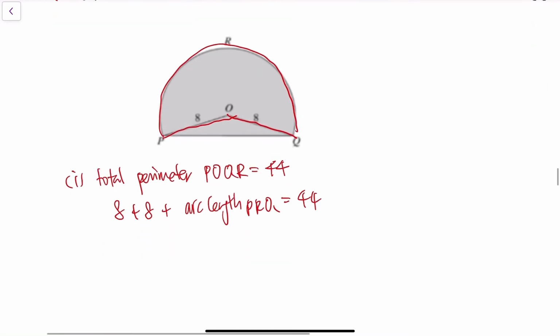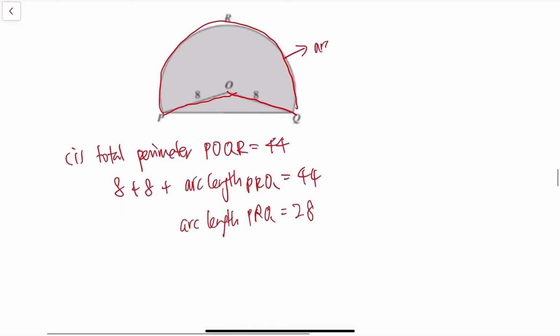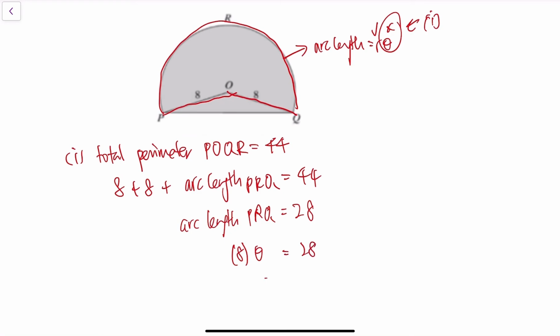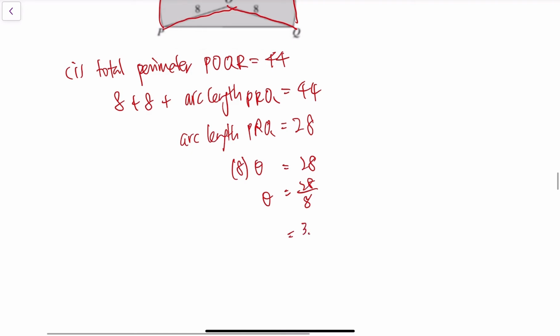So I can find that arc length PRQ is equals to 44 minus 8 plus 8, which you get 28. Now, in order to find arc length, we know that it is r theta. We have the r, we don't have the theta, but this is exactly what part 1 is asking. They want you to find the radian. So it will be 8 theta equals to 28, where theta is 28 over 8, which will give you 3.5 radian. So we are done with the question. They want us to leave the answer in radian mode.